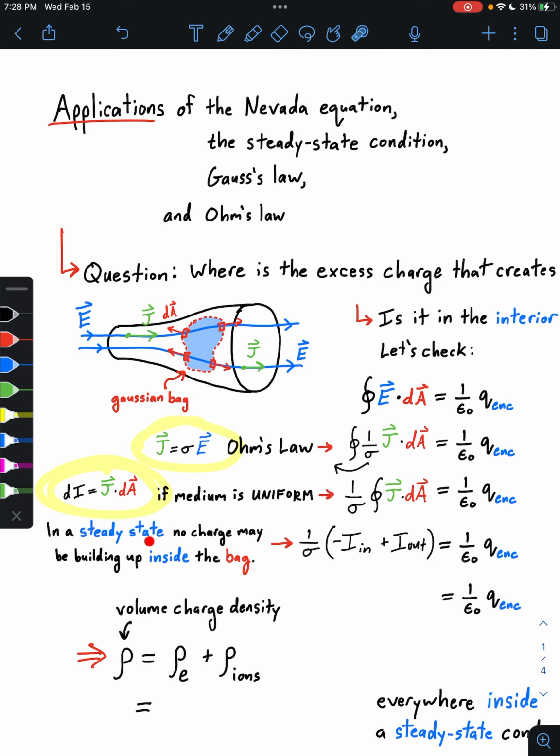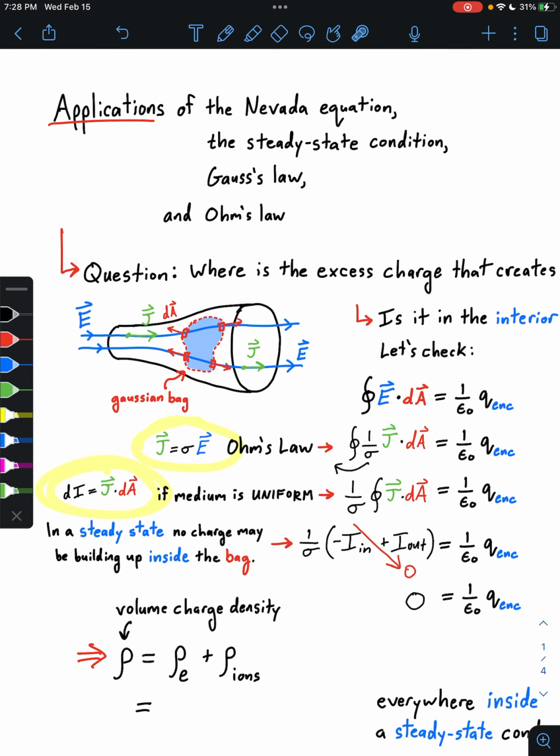And in a steady state, no charge may be building up inside the bag. So the current going in has to be equal to the current coming out. So this sum must be 0 to prevent a charge buildup from occurring there. And so our argument is that in a steady state flow, there is no net flux through a Gaussian bag of any shape inside the conductor. And if there's no net flux through a Gaussian bag of any shape, then there must be no charge enclosed inside that bag.